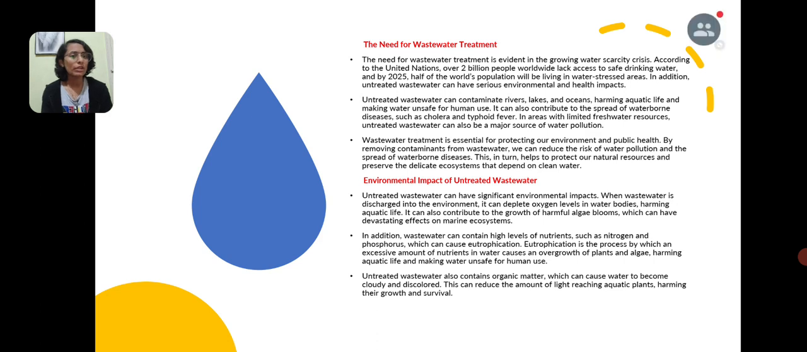In addition, wastewater can contain high levels of nutrients such as nitrogen and phosphorus, which can cause eutrophication. Eutrophication is the process by which an excessive amount of nutrients in water causes an overgrowth of plants and algae, harming aquatic life and making water unsafe for human use.